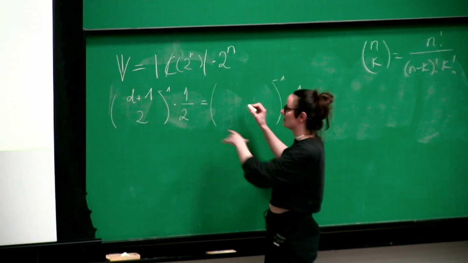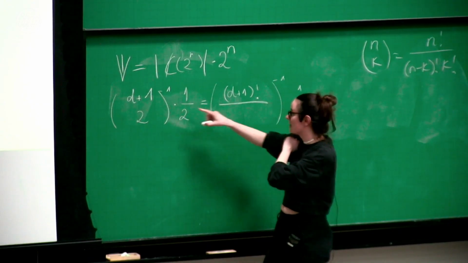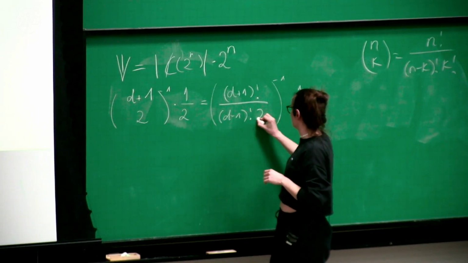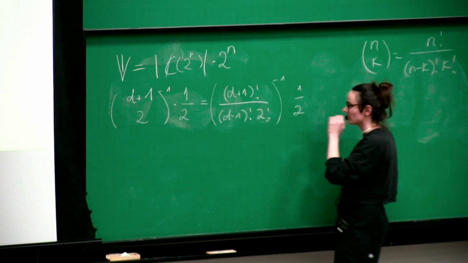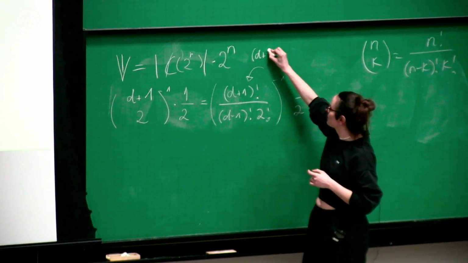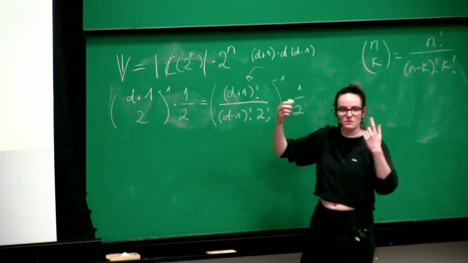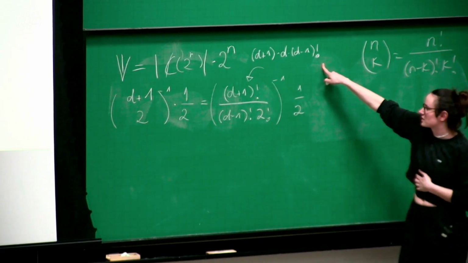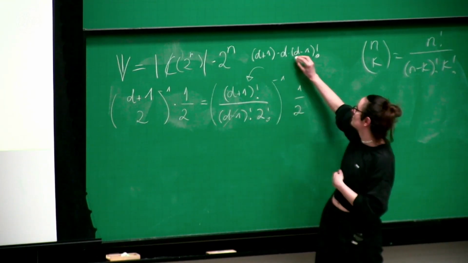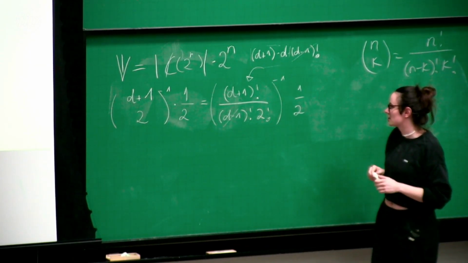So I have d plus 1 factorial divided by, and now d plus 1 minus 2 is d minus 1, times 2 factorial. And I can rewrite this as d plus 1 times d times d minus 1 factorial, and we can now see that this just cancels out. So we are only left with this, and we cannot forget this over 2.